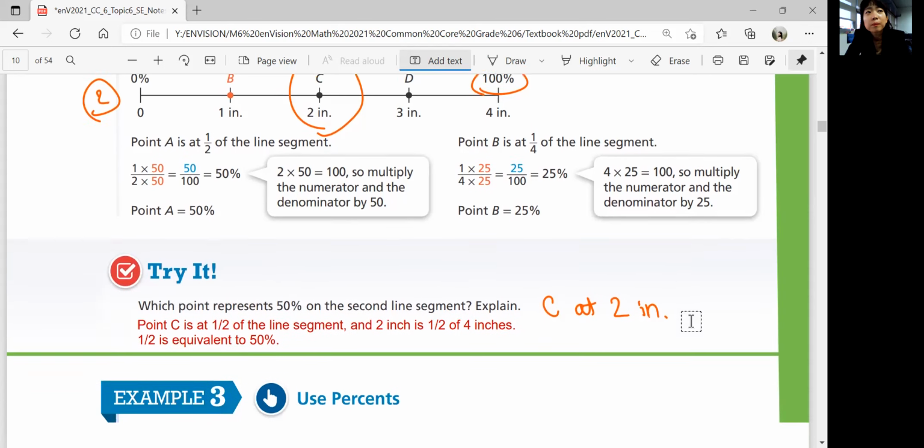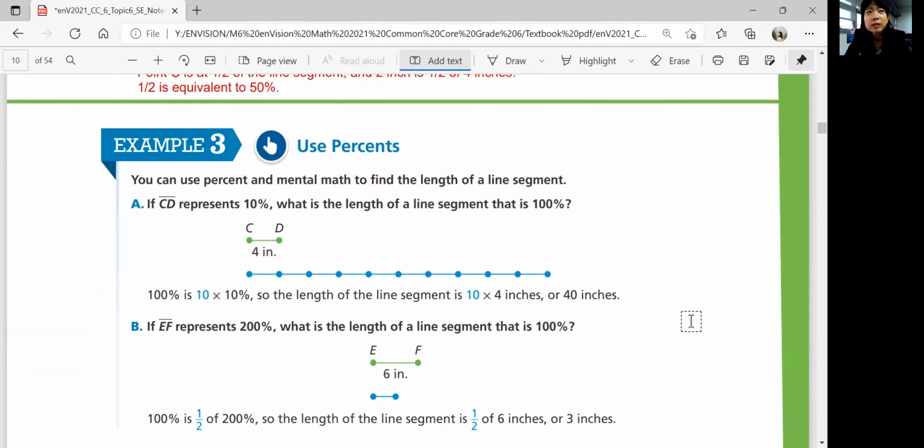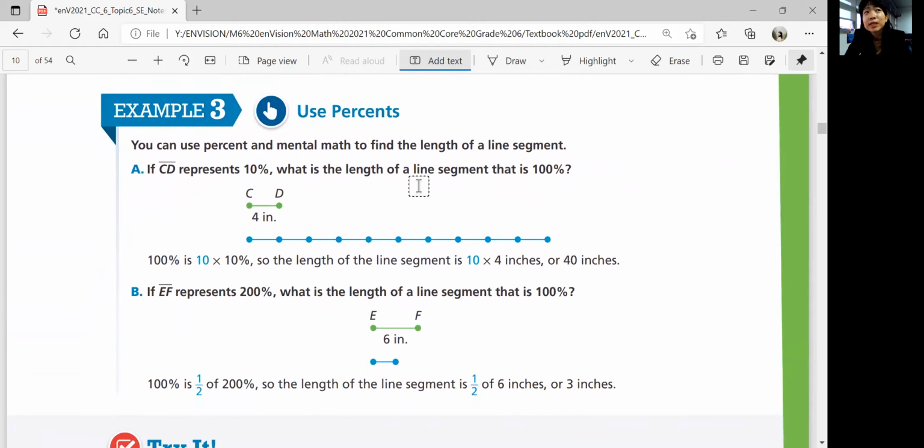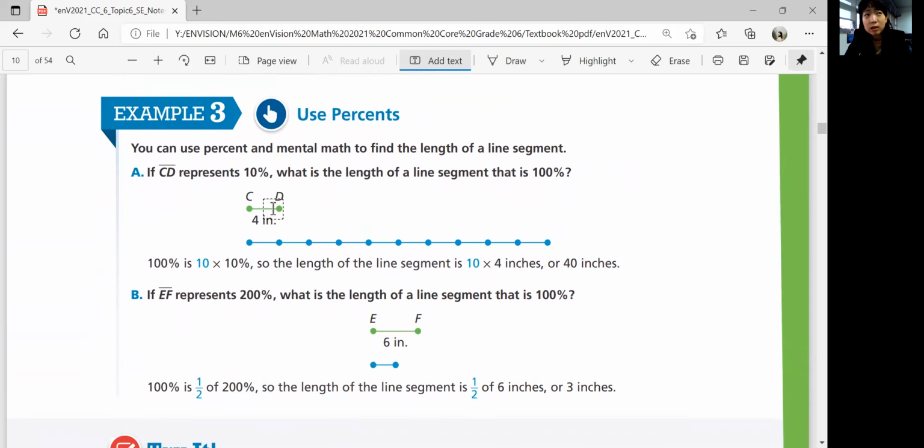There you go. Example 3, use percents. You can use percent and mental math to find the length of a line segment. What if you just know a part and you don't know the whole, and you know the percent of the part? Can you figure out the whole? Yes, you can. Let's look at part A.